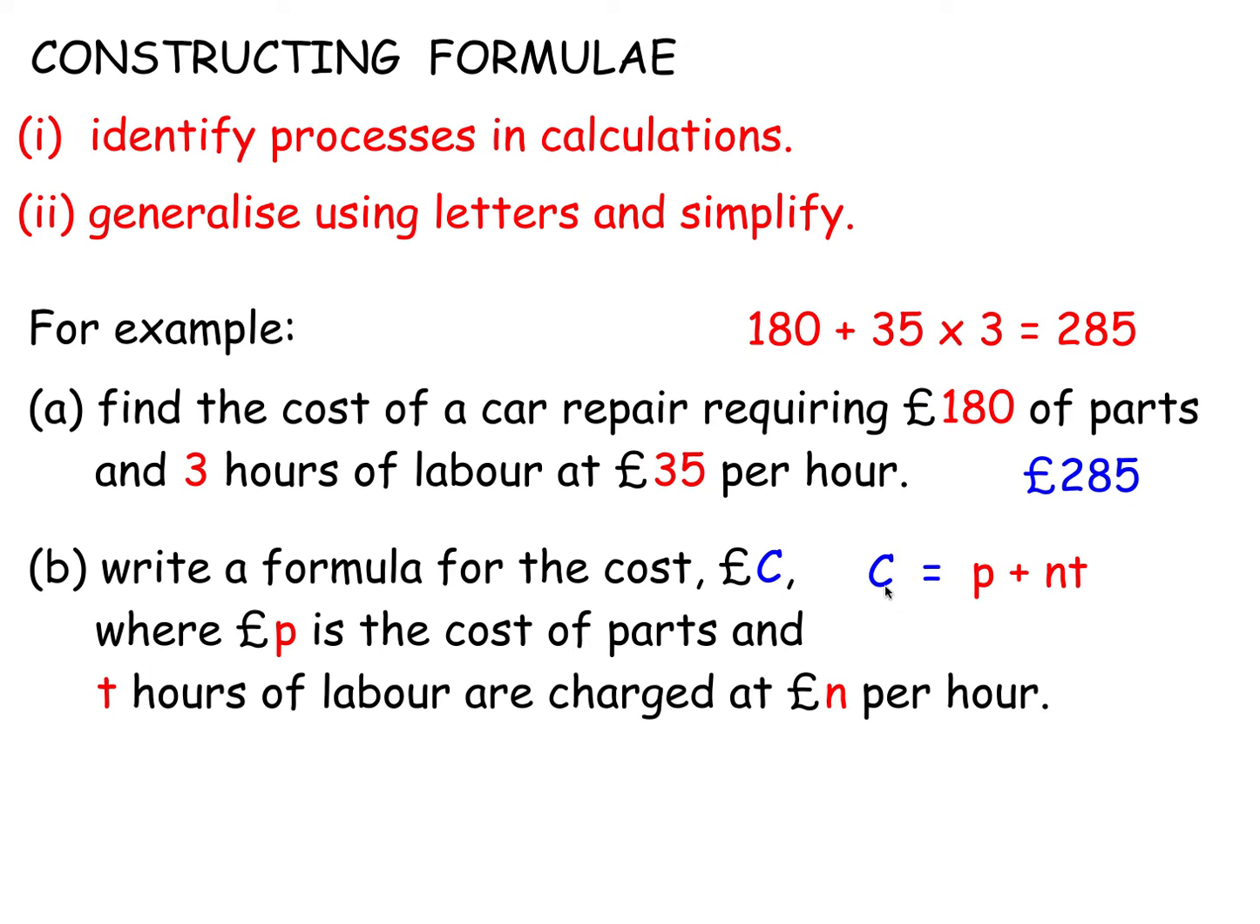If you do that, you then get the formula. There's the cost C, is the parts, that was 180. N pounds per hour, that was at 35, and the T for T hours, that was at 3. So based on this calculation, it simply was replacing 180 by P, 35 by N, the 3 by T, and it became C equals P plus NT. So it's a fairly simple process.